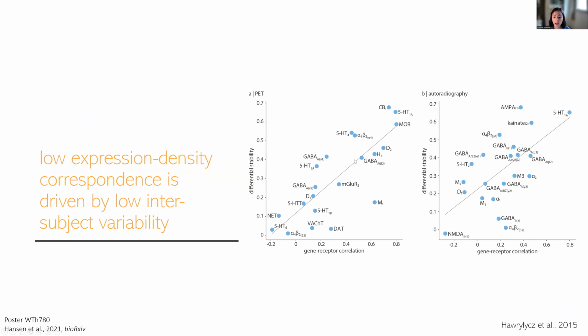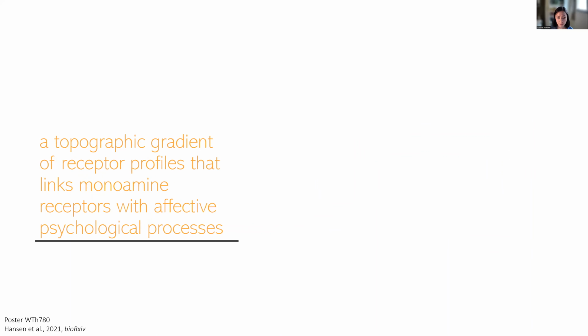So here I'm showing a correlation between the differential stability of a gene, so that's how variable it is across the 6 donor brains in the Allen Human Brain Atlas, and the correlation between the gene expression and receptor density. And I'm finding that genes that are very stable tend to be highly correlated with their receptors. So this seems to suggest that this relationship has something to do with individual variability.